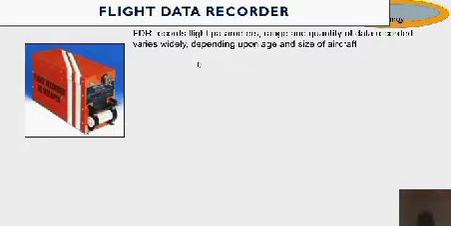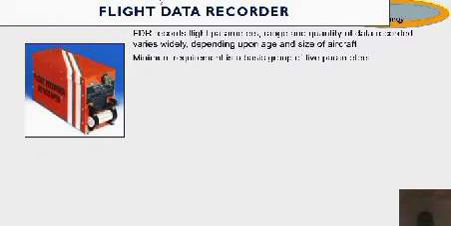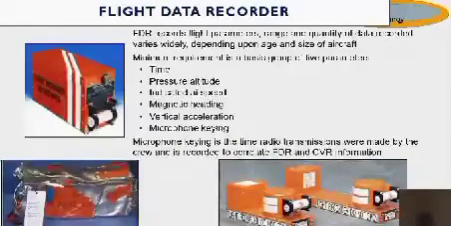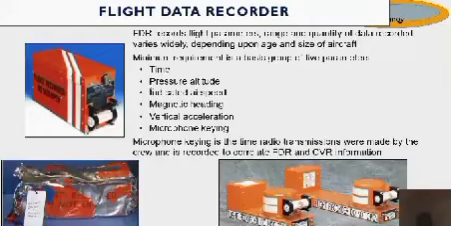FDRs record flight parameters. The range and quantity of data recorded varies widely depending upon the age and size of the aircraft. The minimum requirement is a basic group of 5 parameters: the time, pressure altitude, indicated airspeed, magnetic heading, vertical acceleration, and microphone keying. The microphone keying is the time radio transmissions were made by the crew, and is recorded to correlate FDR and CVR information.